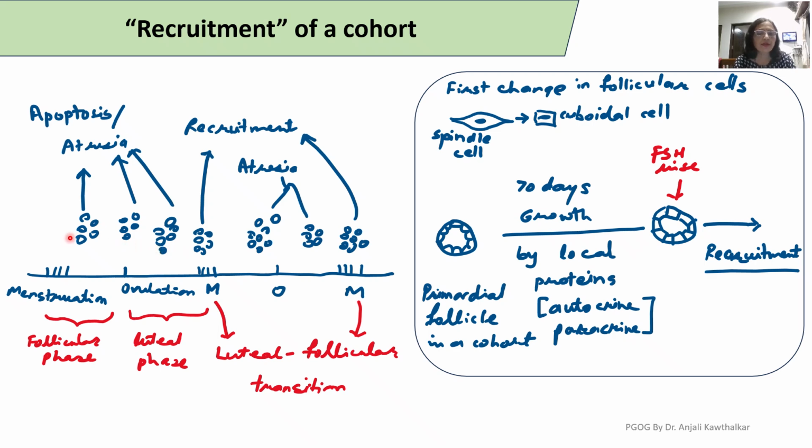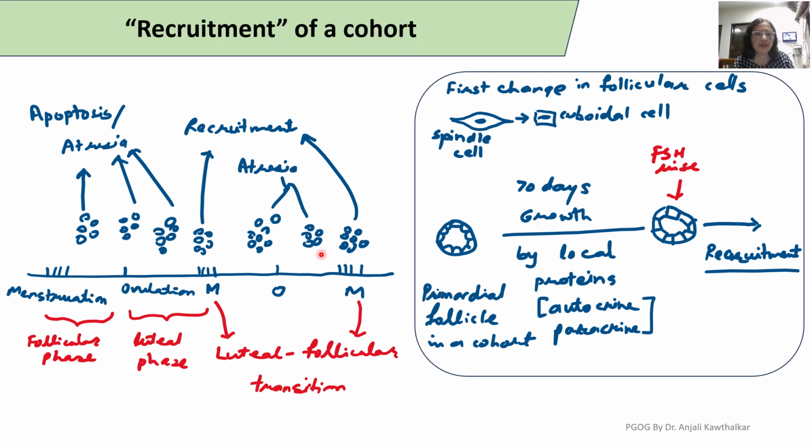But what happens is, whenever a cohort is not subjected to FSH rise in the luteal follicular transition, it will go for atresia. So all these cohorts will go for atresia. Only the cohort which is subjected to FSH rise in the luteal follicular transition will go for further development. Then we call that there is a recruitment of the follicle.